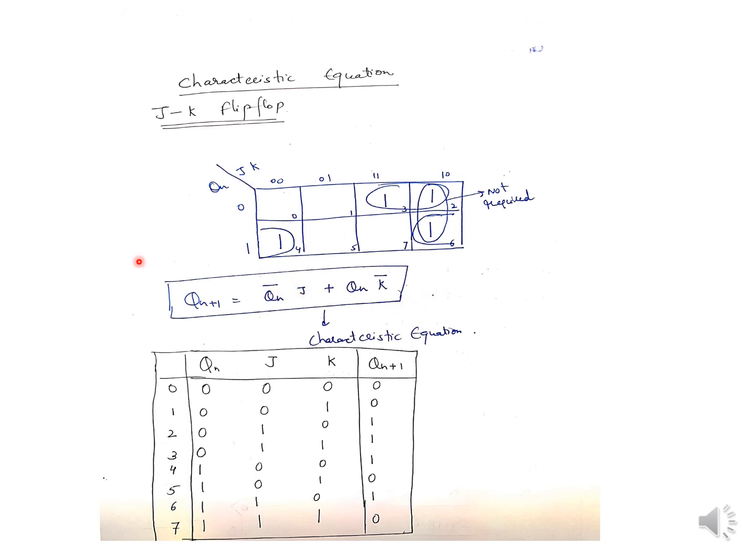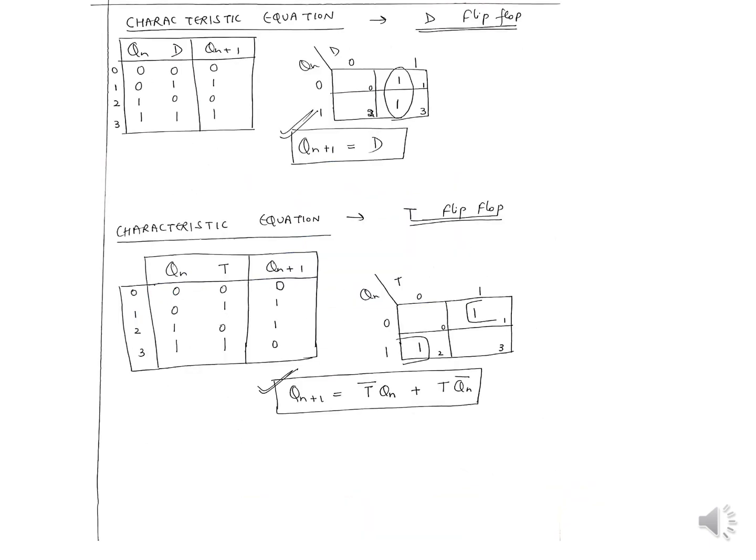So you have to remember this equation. Qn plus 1 for JK flip-flop is J Qn bar plus K bar Qn. You have to remember this equation to realize flip-flops from one flip-flop to another. Okay. Now the next is the characteristic equation of D flip-flop and the characteristic equation of T flip-flop.